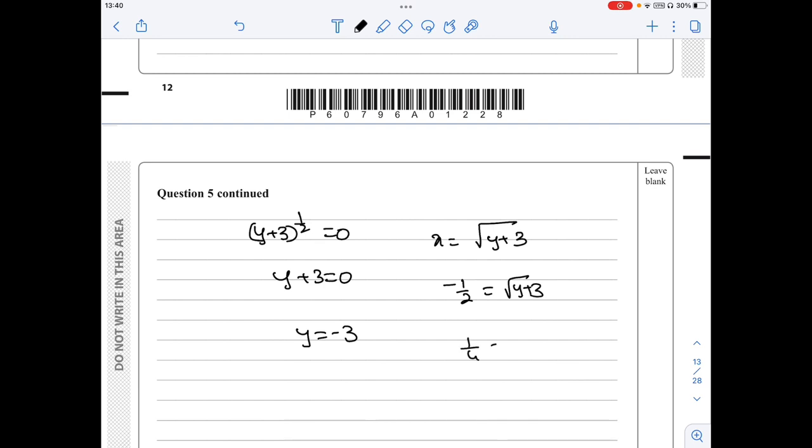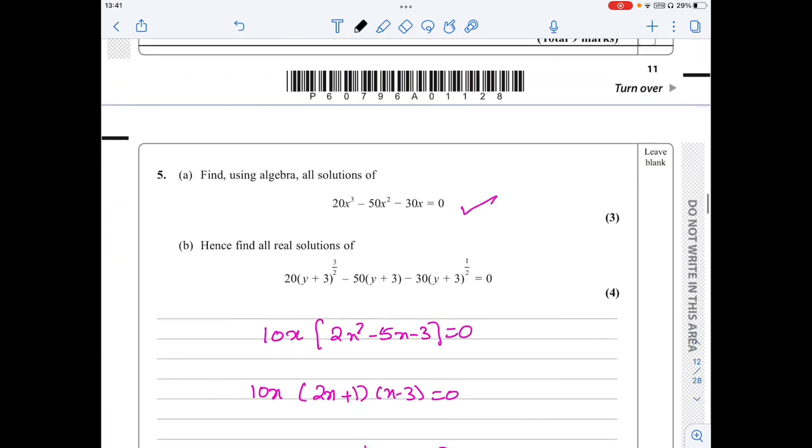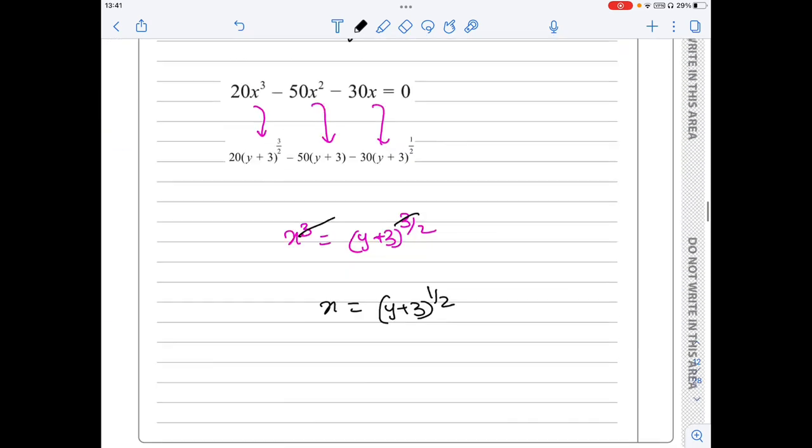So instead of doing 1 upon 4, what I can do is square root of y equals minus 1 upon 2 minus 3. So it becomes square root of y equals minus 1 minus 6 upon 2. So what does that become? Square root of y equals minus 7 by 2. But this is not possible, because the question is clear that it is not a real solution.